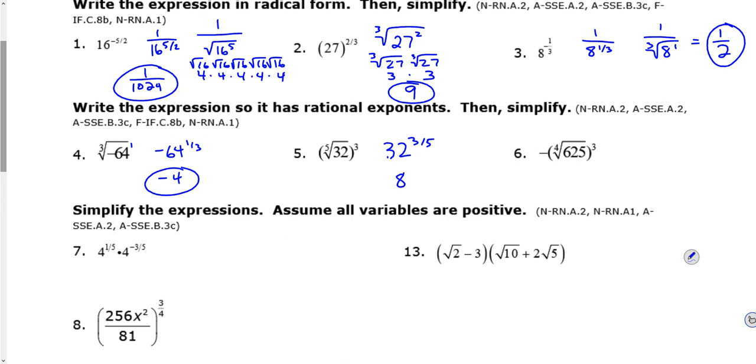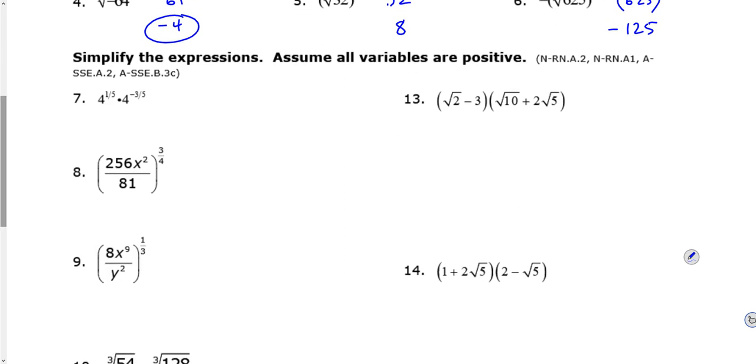This last one, we've got the negative on the outside. So this is 625 to the 3/4 power. We have the negative on the outside, so I'm going to leave that. So the 4th root of 625, I think it's just 5. So we've got 5 to the 3rd power, so that's 125. And then we have the negative on the outside. That's our answer.